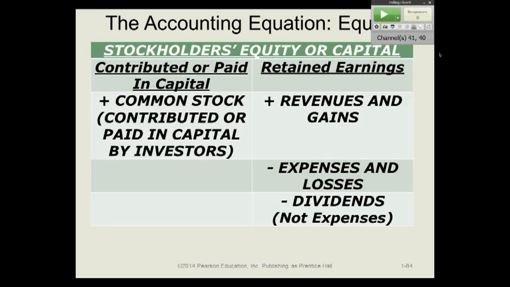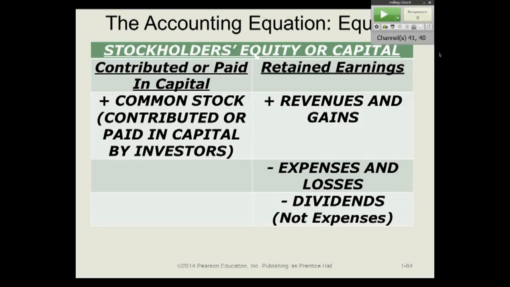Okay, so your wealth goes up by revenues and gains. It goes down by expenses and losses. And we distribute some of that wealth through the dividend process. And again, just to be very clear, revenues and gains, expenses and losses involve non-owners. They're outsiders involved with the transaction. The dividends and the contributed capital are owner-based events. So those are transactions with your owners.